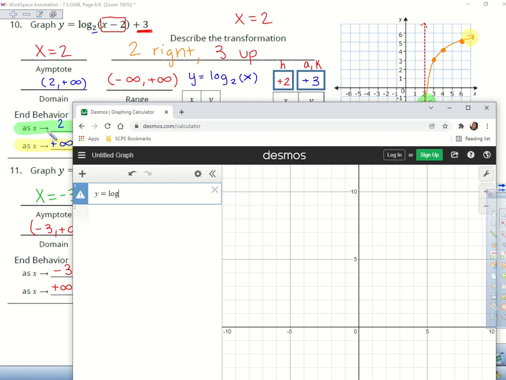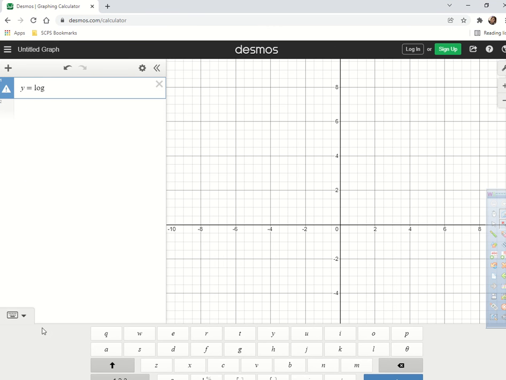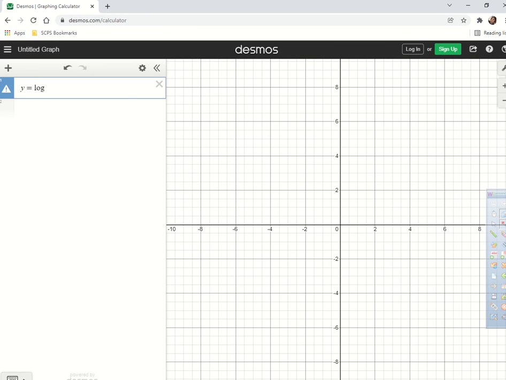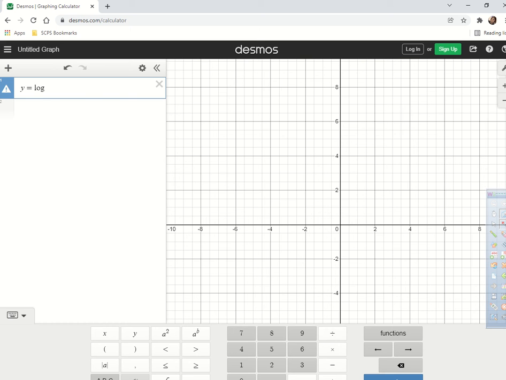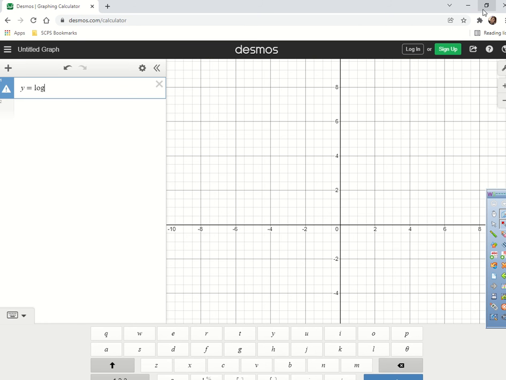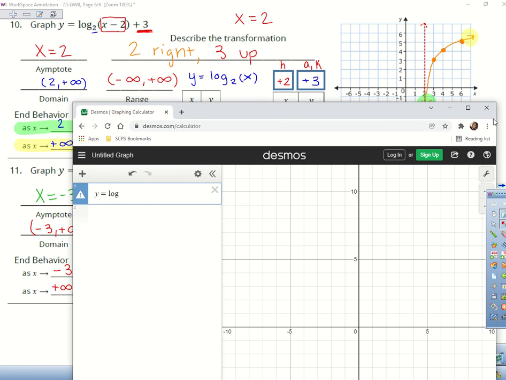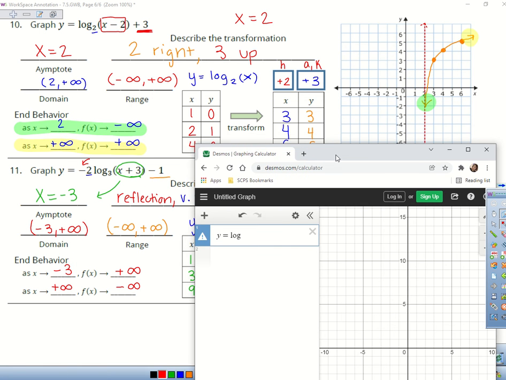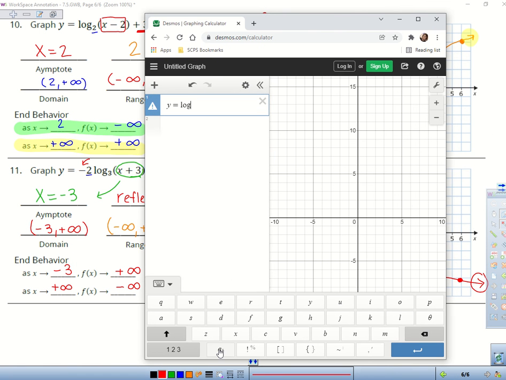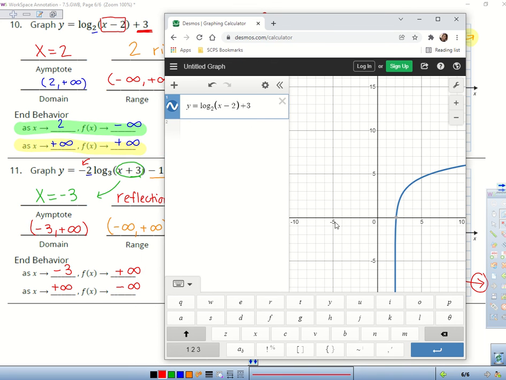You can type in the word log, and then you got to do that little subscript. So here's how you do the subscript on the keyboard. If you click the keyboard button on Desmos, there's a little ABC button. You click that. It's kind of hard to see with the red lines here. Let me show you. Do you see that button, A sub B right there? That will give you an option to do a subscript. I think you can also maybe hit the down key on your keyboard. So you type the base, and then you can click out, and then you can do x minus 2, and then plus 3. That's how you do it.